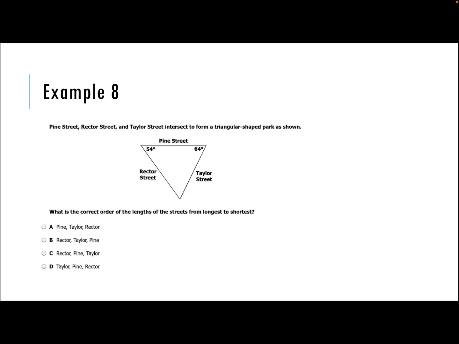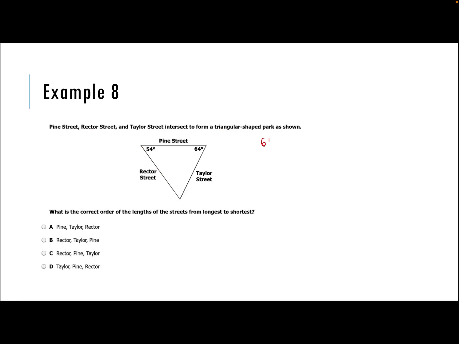So example 8 is a standardized test question. Pine Street, Rector Street, and Taylor Street intersect to form a triangular shaped park. And we want to know which is the correct order of the lengths of the streets from longest to shortest. So first, pause the video and see if you can come up with the answer. All right, so if you're joining me back, first you should find the missing angle.